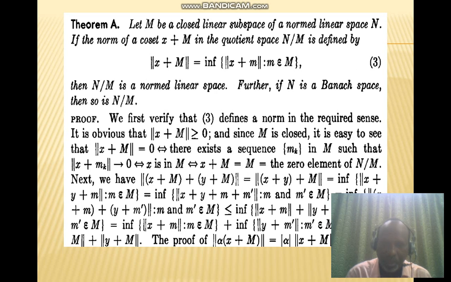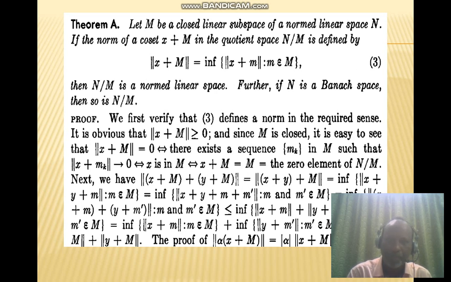The third one, norm of alpha into x plus m can be written as infimum of the same, but when we take out alpha from the norm, it will become modulus of alpha, which can be still further taken out of the infimum. So by definition that would become modulus of alpha into norm of x plus m. So all the three conditions are true, therefore N by M is a normed linear space.